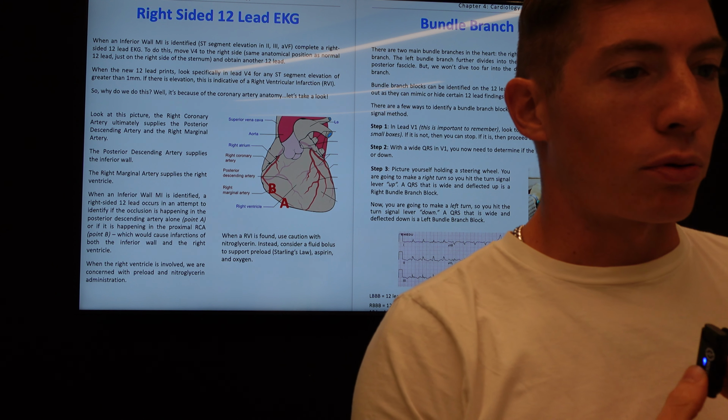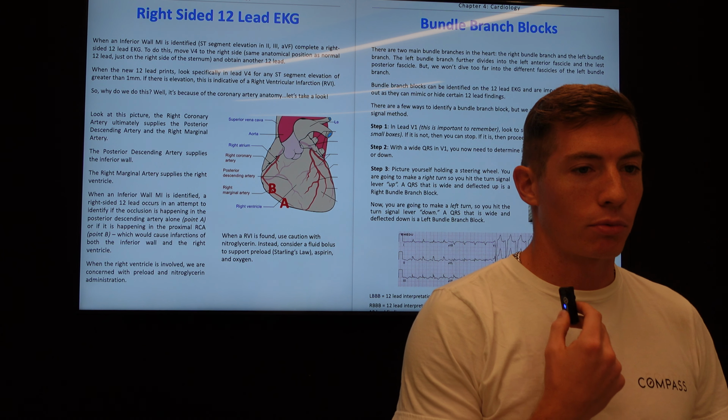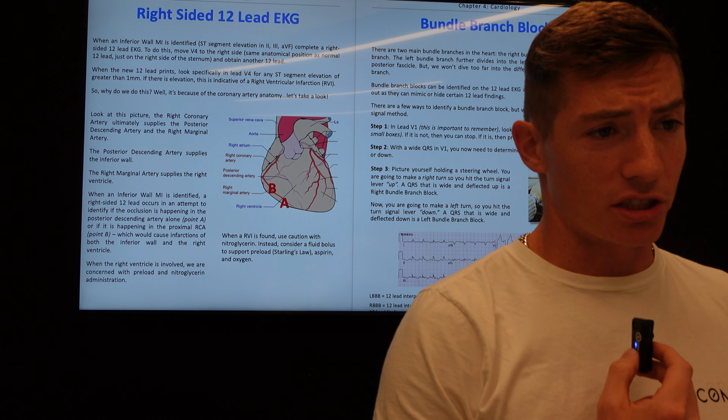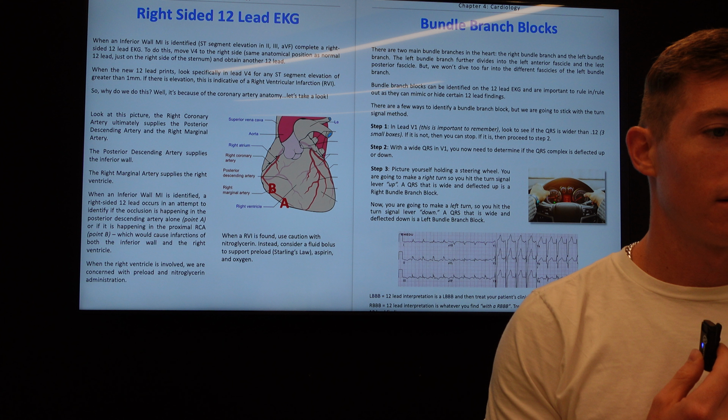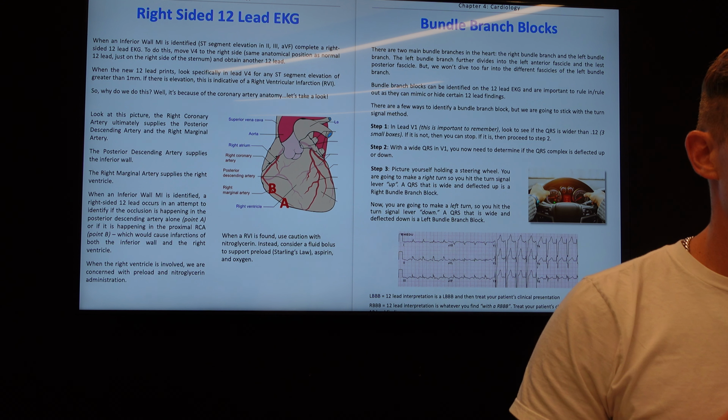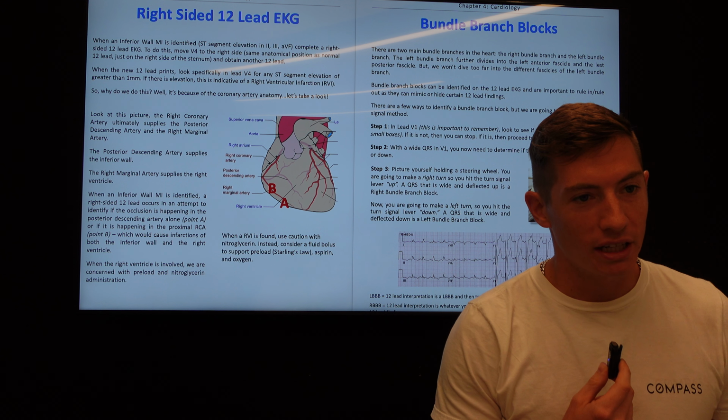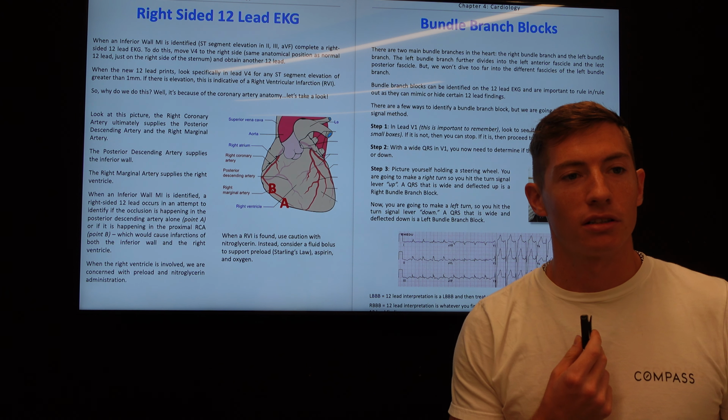Or if it's happening at a proximal right coronary artery, point B, which would cause infarctions of both the inferior wall and the right side, the right ventricle. When the right ventricle is involved, we are concerned with preload and nitroglycerin administration.